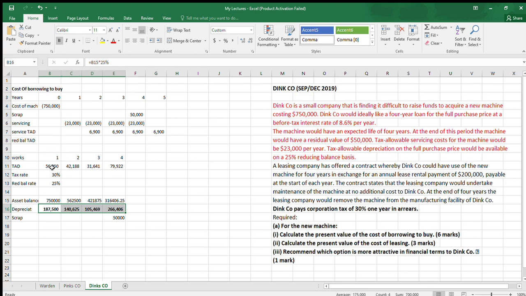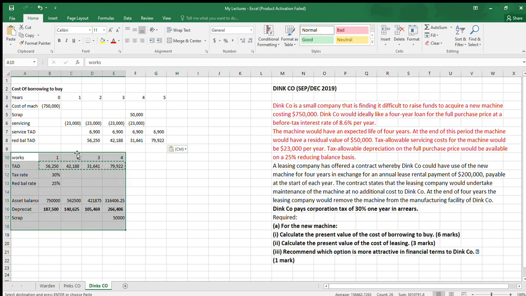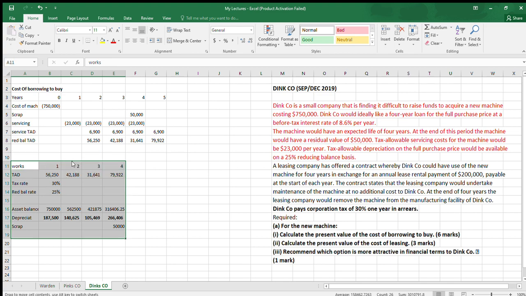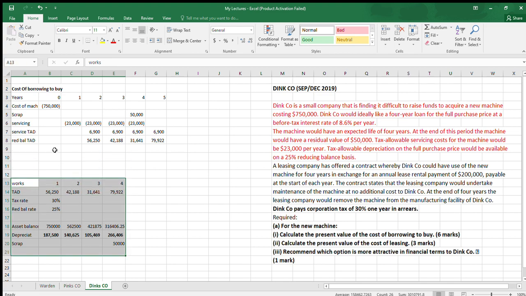So these figures will also be positive figures. And remember, tax is paid in arrears. So since tax is paid in arrears, it will start from year 2, not year 1. So you just place them here. That's all. You just place them there. So you now have your total amount. You just sum all of them.